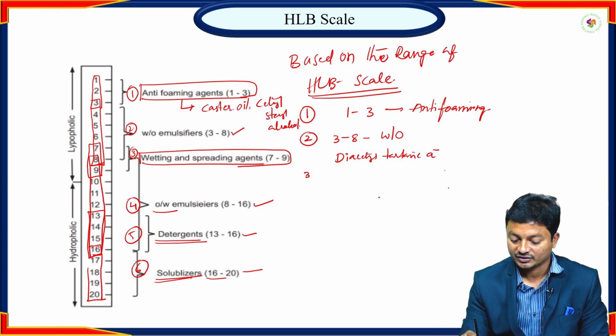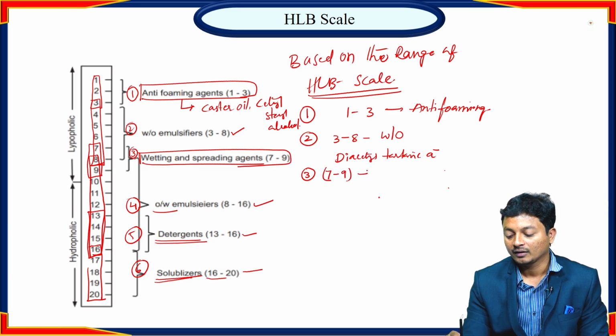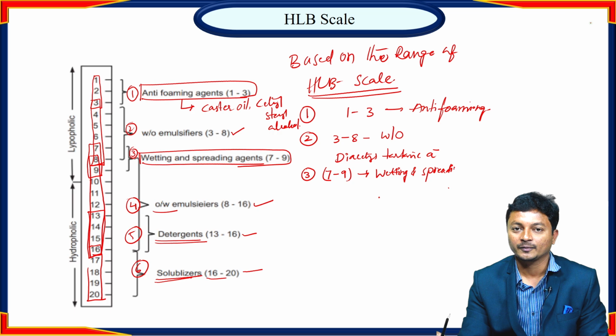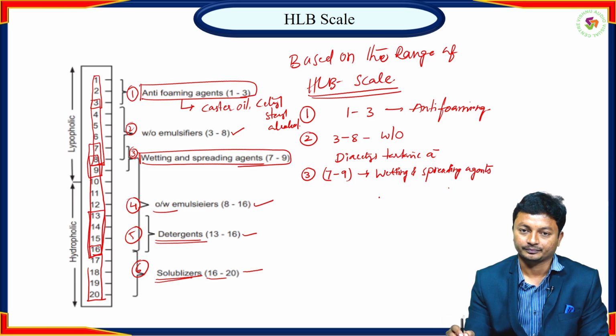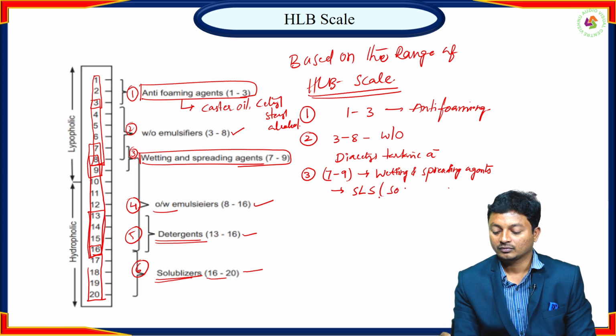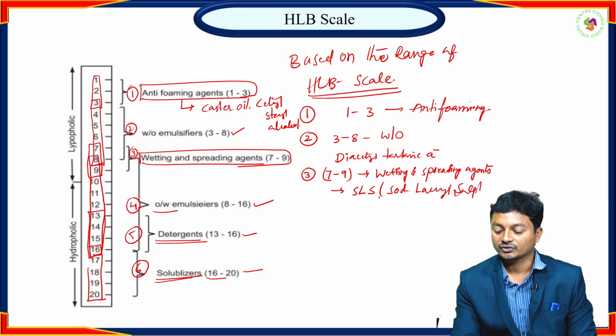And then the third class, the range in the scale is 7 to 9. This 7 to 9 indicates wetting and spreading agents. Example for these wetting and spreading agents are SLS, sodium lauryl sulfate.